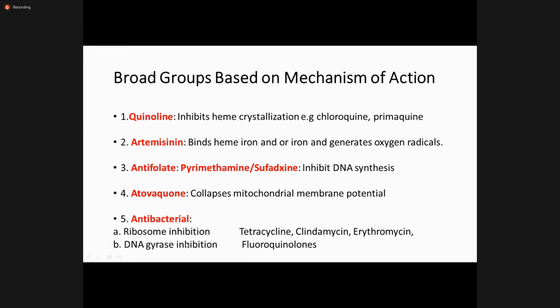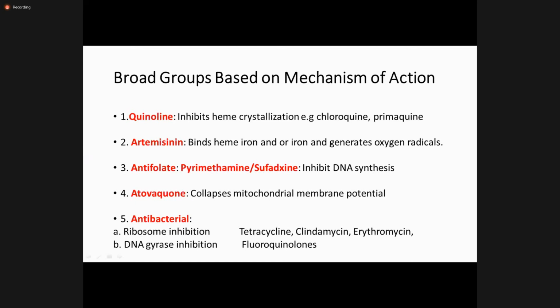Antibacterials, there are very few drugs, or they are not of very much clinical significance. Sometimes they are used, some antibacterials like tetracycline, clindamycin, fluoroquinolone. They might be used in a certain condition, in specialized conditions. And these topics are discussed in the antibiotics. So the main four groups are quinoline, artemisinin, antifolate, and atovaquone. So they are the four groups.